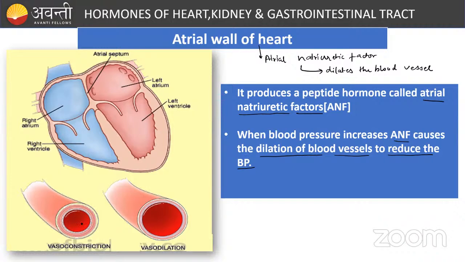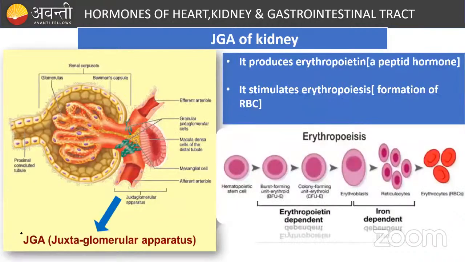You can clearly see in the image on your left-hand side, this is vasoconstriction. The lumen of the vessel is decreasing. But here is vasodilation. The lumen of the vessel is increasing so that a large amount of blood can flow, and it can lower the blood pressure. I hope this is clear to you. Okay, moving ahead.